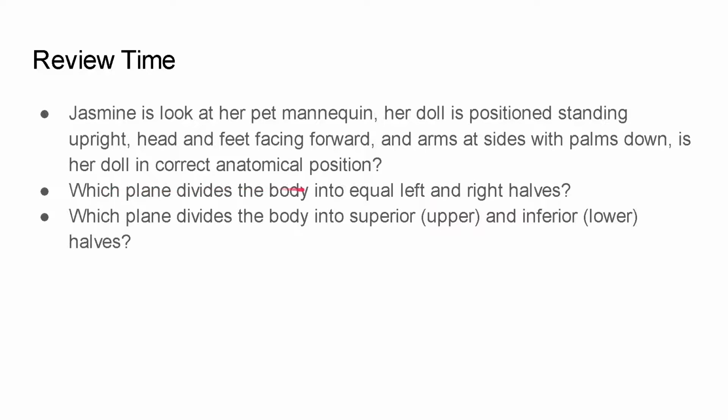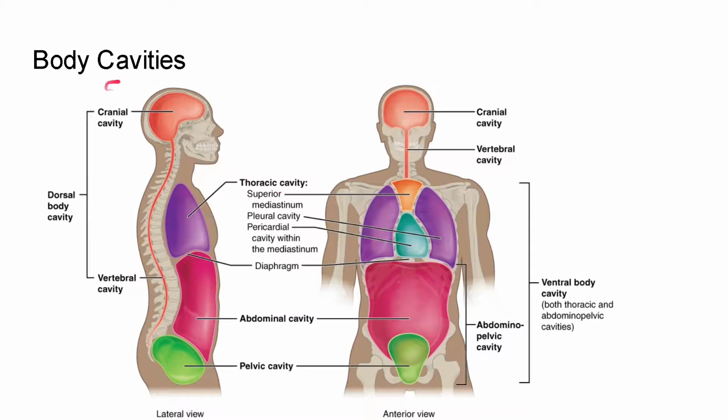Which plane divides the body into equal right and left halves? That would be your mid-sagittal plane. Your mid-sagittal plane does that. Which plane divides the body into superior, so upper, and inferior, lower halves? Think about that. That'd be your transverse plane.